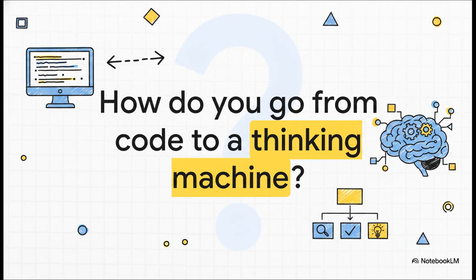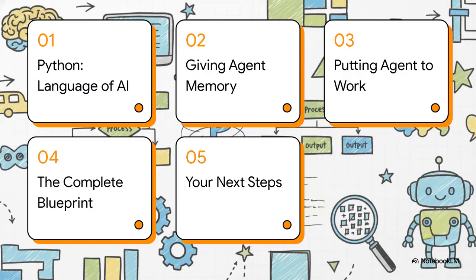That's the big question, isn't it? How in the world do you get from a bit of code to something that seems to think? Well, the amazing thing, and what you're about to see, is that it all starts with just a few simple core concepts. You don't need to be a super genius to grasp this, and we're going to break it all down right now. Okay, here's our game plan.